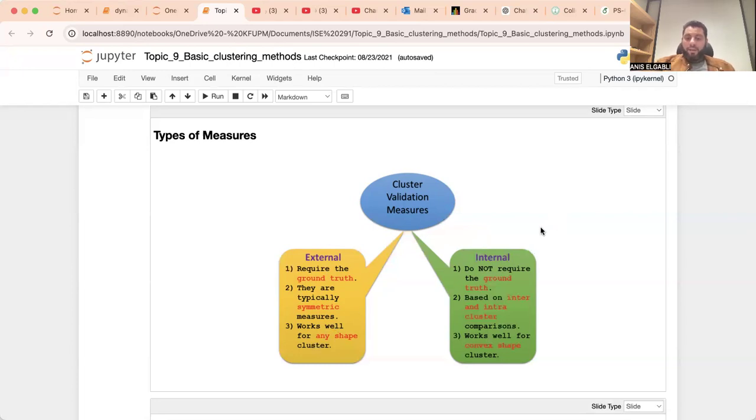So the internal ones, they do not have access to the ground truth. They don't know the actual label.